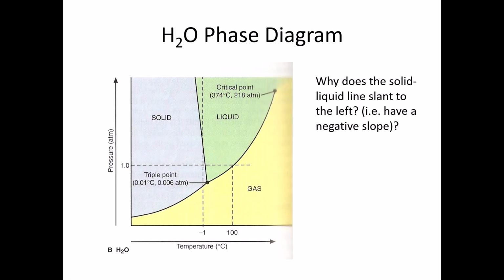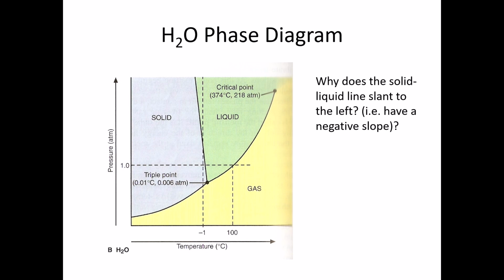So why is the water line slanting to the left? This is actually a pretty unique property of water. And this tells us that as we increase pressure at a given temperature, so if we're looking at -1 degrees Celsius, as we increase pressure and move up the graph, we see that the material goes from a gas to a solid to a liquid. And at high pressures, water remains a liquid instead of a solid.